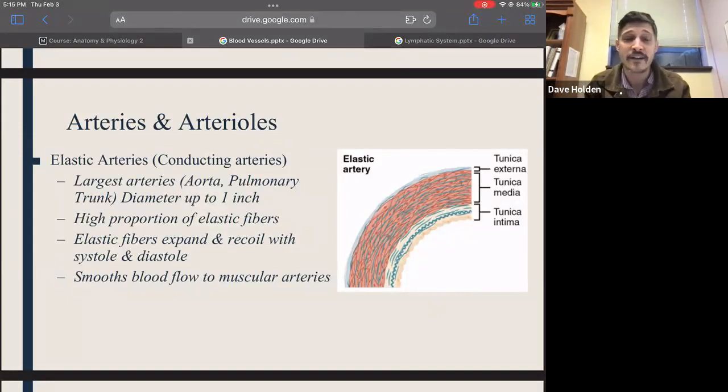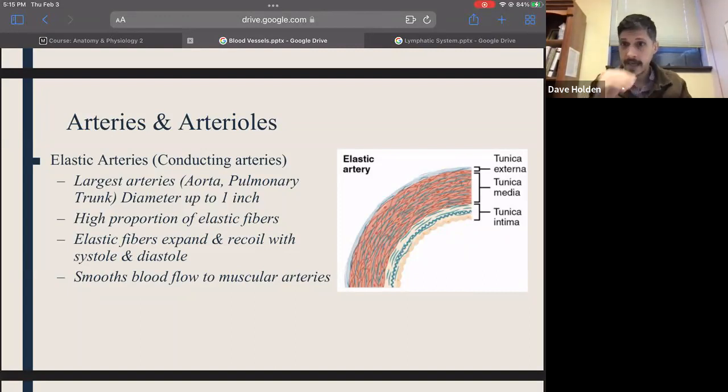They have a high proportion of elastic fibers, which helps them bounce back. Elastic fibers expand and recoil with systole and diastole. With every heartbeat, the pressure spikes and the pressure drops, and then with the next heartbeat, it spikes and then drops. These blood vessels expand and then contract, and expand and then contract. That's why they have to be stretchy and elastic. They have to bounce back after being stretched. If they didn't, they would just expand, and that would be really bad.